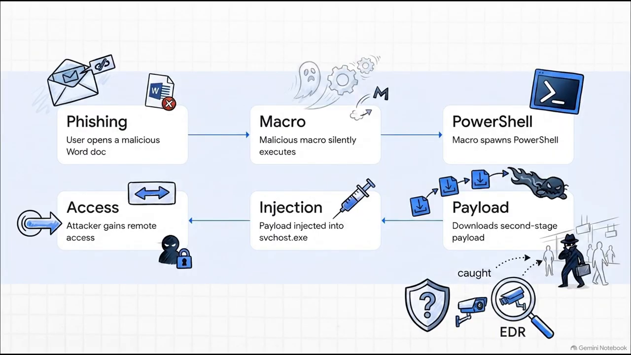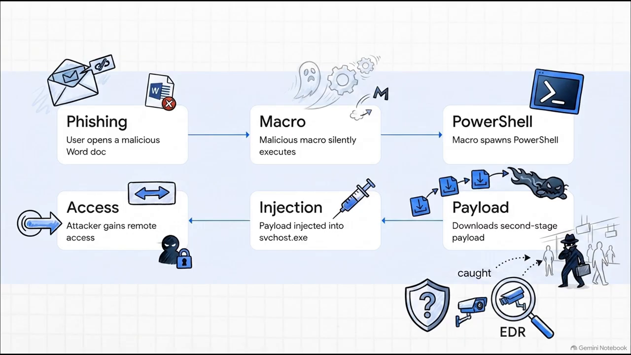Let's ground this in a real-world scenario. Think about a 6-step phishing attack. Say a user opens a perfectly normal-looking Word document from an email. A malicious macro silently executes in the background and spawns PowerShell. An obfuscated command then downloads a payload and injects it straight into a legitimate Windows process, something like svchost.exe, basically handing the attacker full remote access.